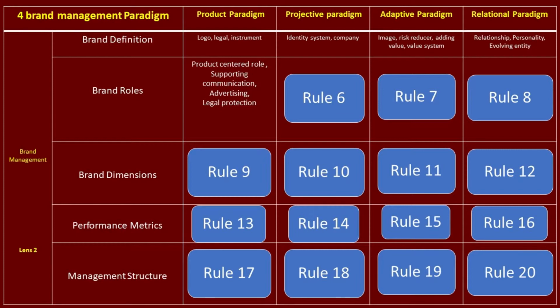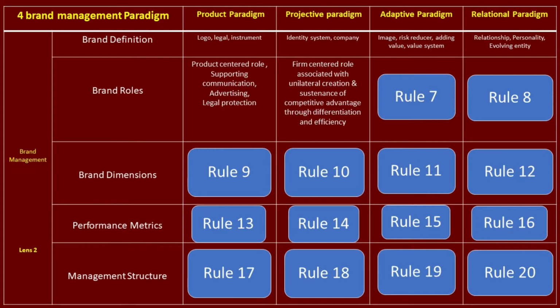Whereas rule 6 says when the marketing vision is based on projective paradigm, the brand displays a firm-centered role associated with unilateral creation and sustenance of competitive advantage through differentiation and efficiency.